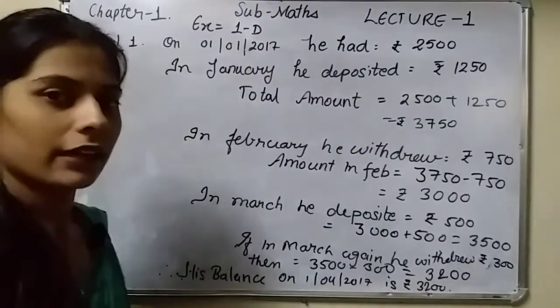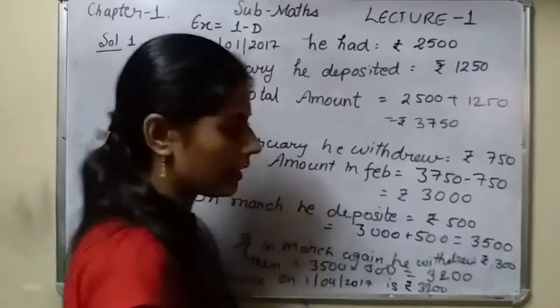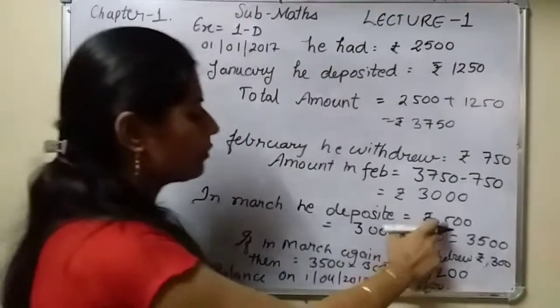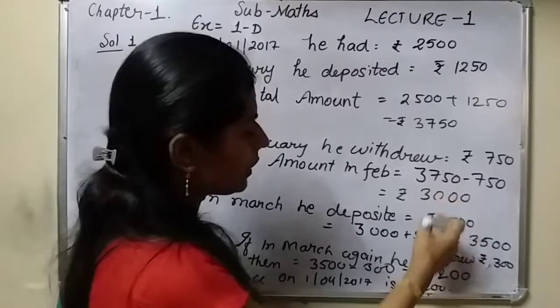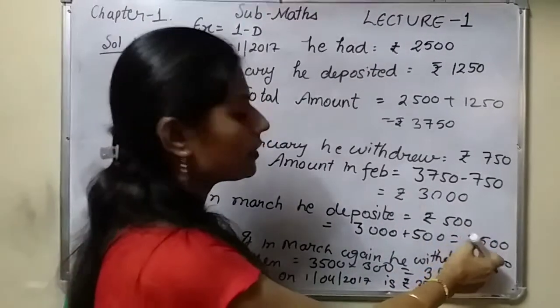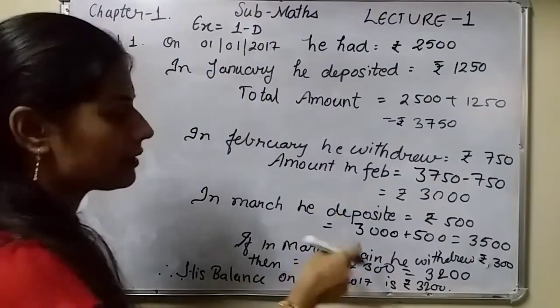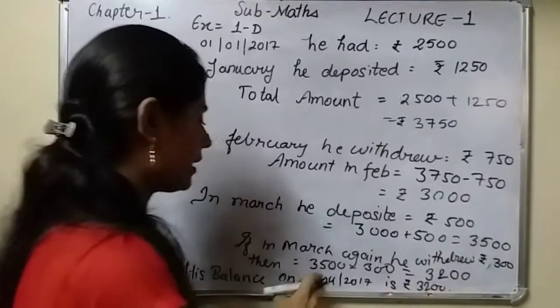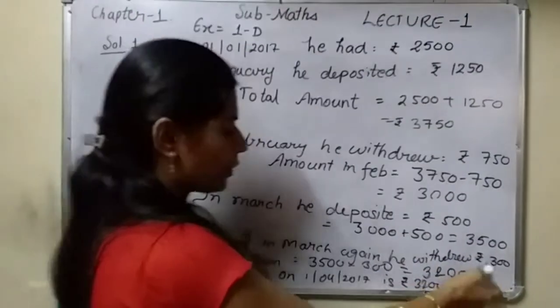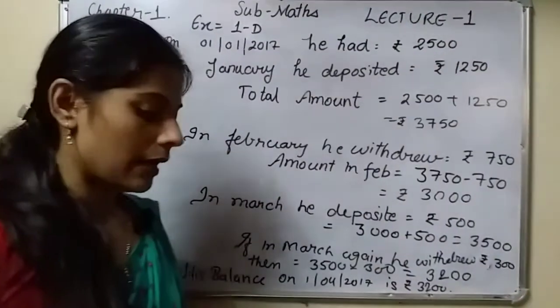Now in March again he put some money, that is 500, in his account. So again you have to add 3000 and 500, that is 3500. Now in March again he withdraws 300 rupees. Then 3200 is his balance in April.